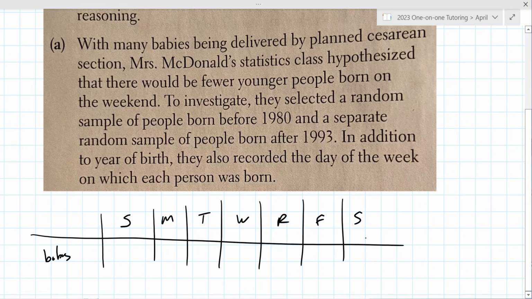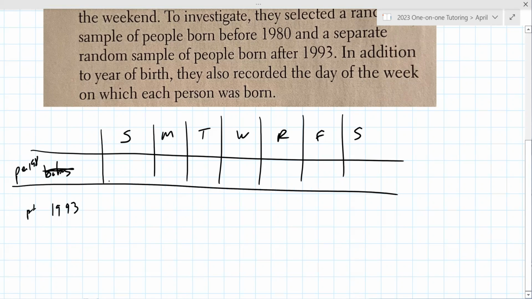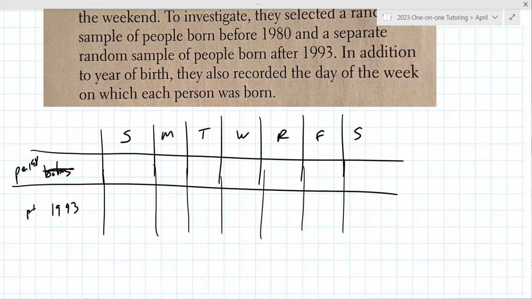Okay. And I guess they're doing this with the year of birth as well. But they're just looking at this. This is written so weird because what I don't know is whether they're also comparing pre 1980 and post 1993, and then you could compare day of week and year. Maybe I'll defer here to what the solutions say, but this is what they're trying to compare between.